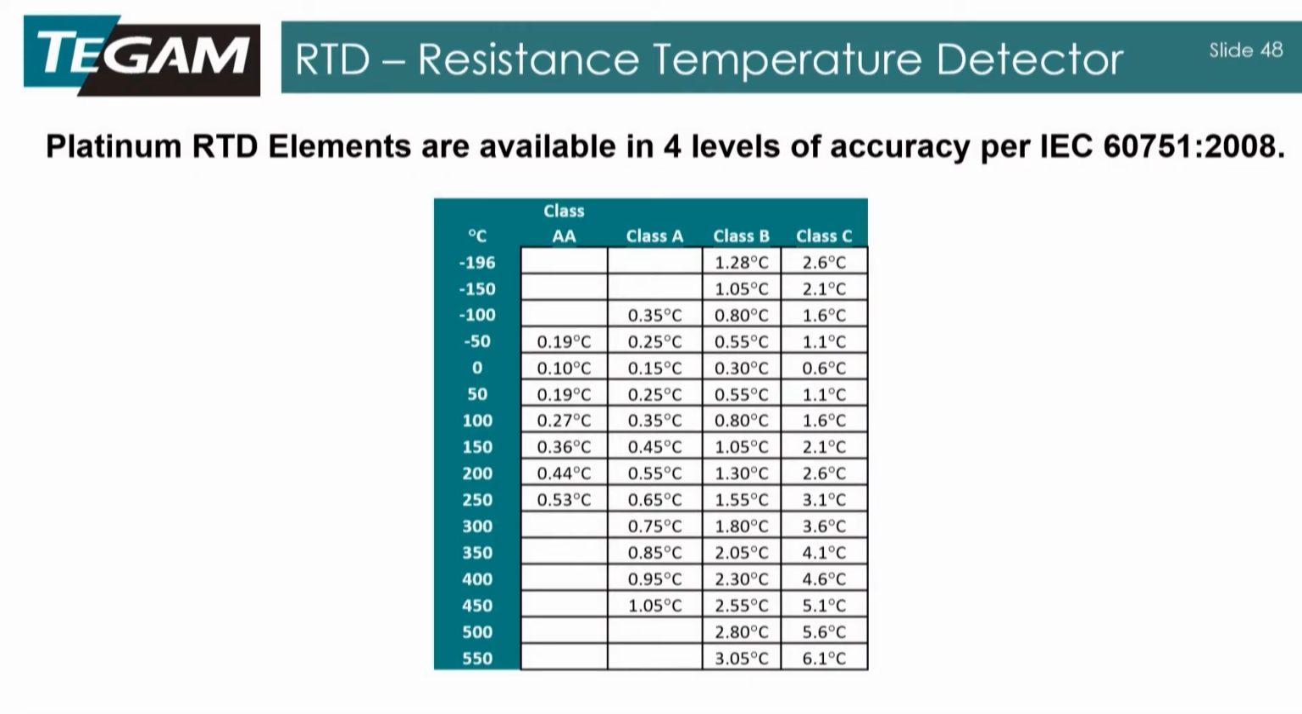Now, speaking of accuracy, you can get platinum RTD elements in 4 levels of accuracy. And as you can see from this chart, the better accuracy you want, the less range you're going to get. And the more range you want, the less accuracy you may get, especially at those farther out ranges. So these are things you're going to want to consider for your application.